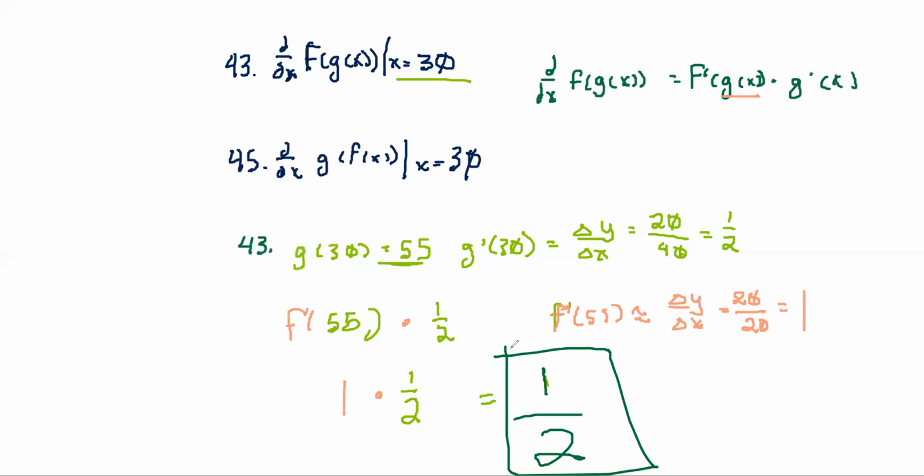I'm going to quickly look in the back of the book to make sure that's the case, because it's better to be safe than sorry, and I don't want to give you bad information. Yep, 1/2. Cool, we're good. Okay, so let's do 45 now.